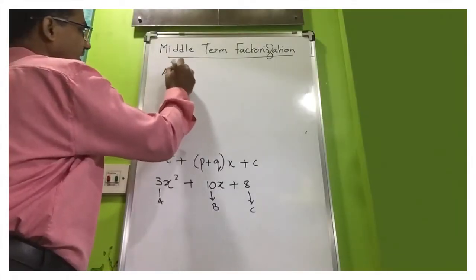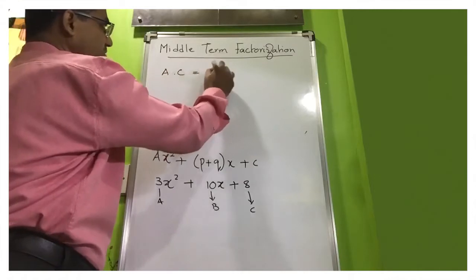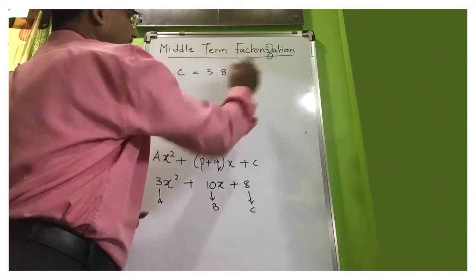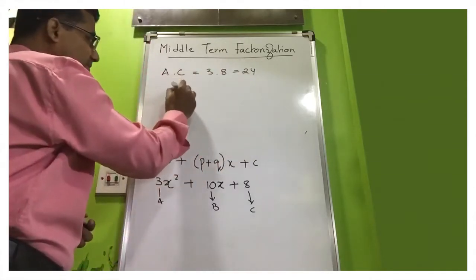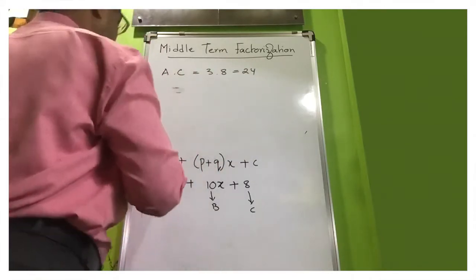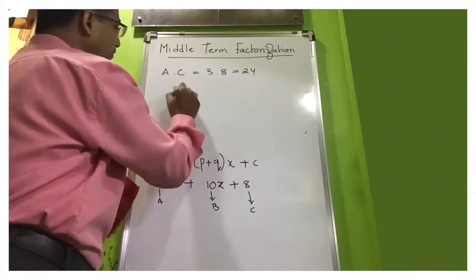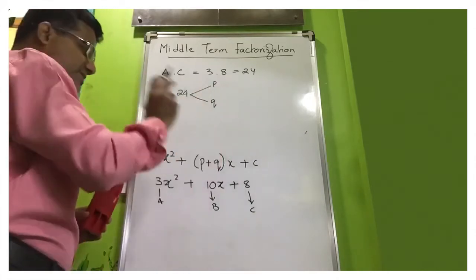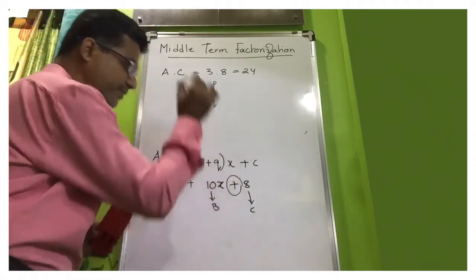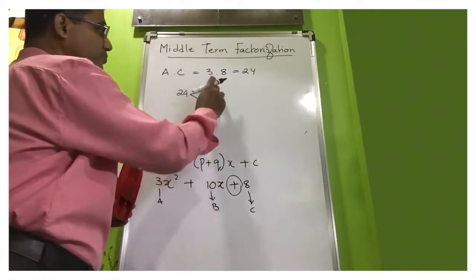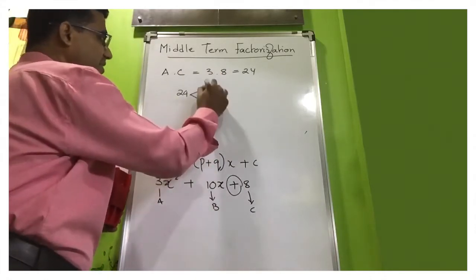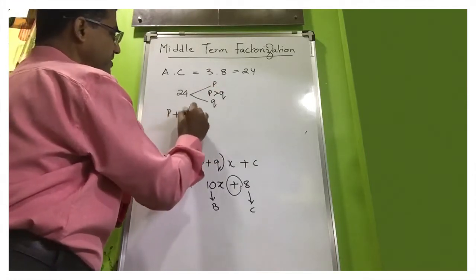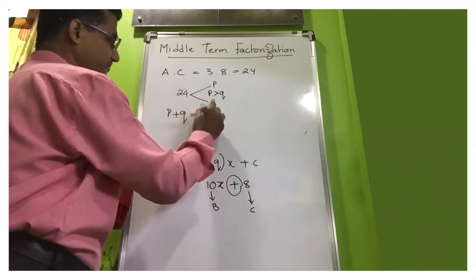First to get a product A into C, which is 3 into 8. Right? That is 24. Now you have to break this 24 into two factors P and Q such that, you see, this sign is plus. P should always be greater than Q and P plus Q is equal to B, which is 10.